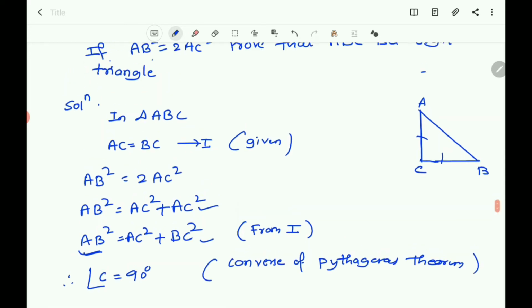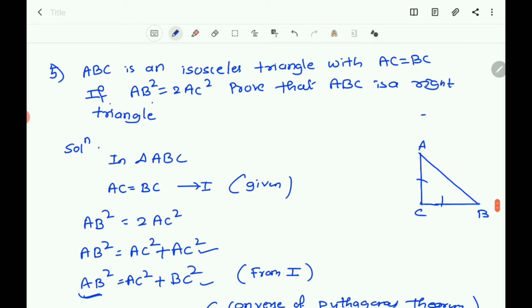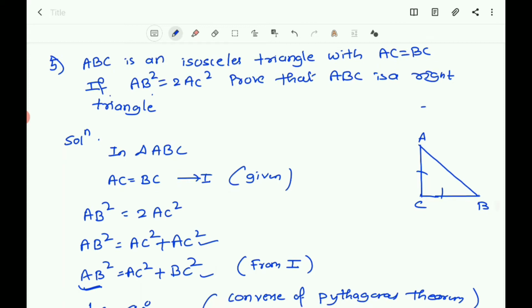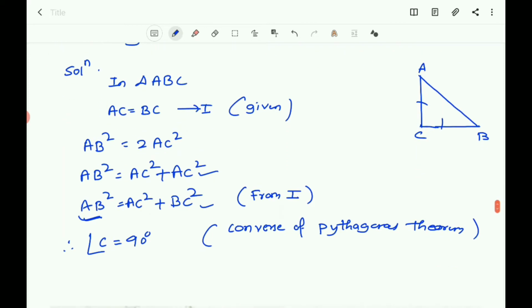Here it is not given that it is a right angle triangle. We have to prove that it is a right angle triangle. Here it is given AC is equals to BC, and also given that AB square is equals to 2AC square, and you got that AB square is equals to AC square plus BC square, that is, the square on one side is equal to the sum of the squares on the other two sides. So the angle opposite to the first side AB is 90 degree.